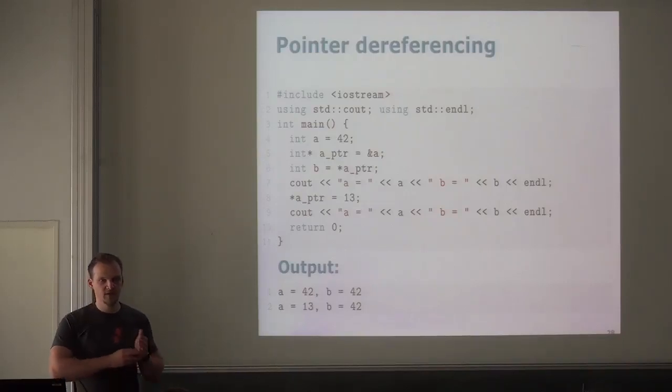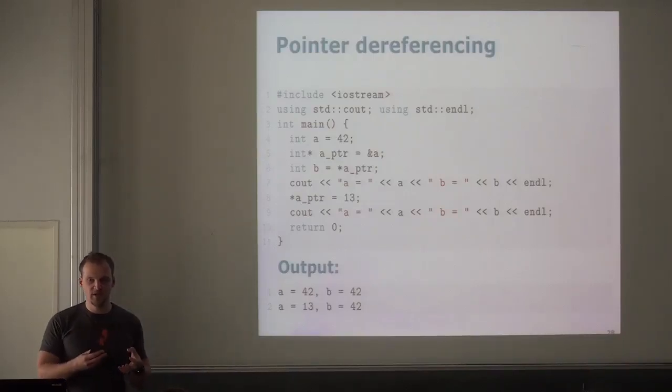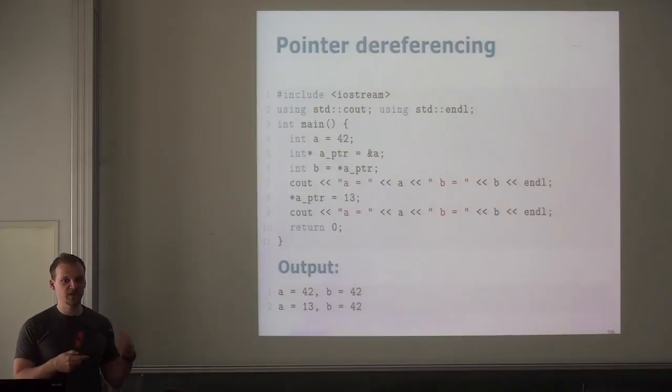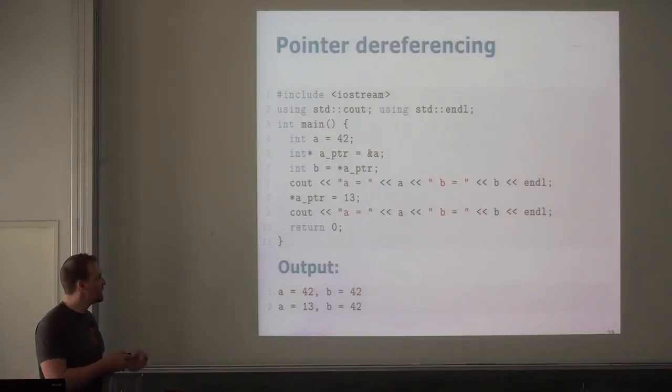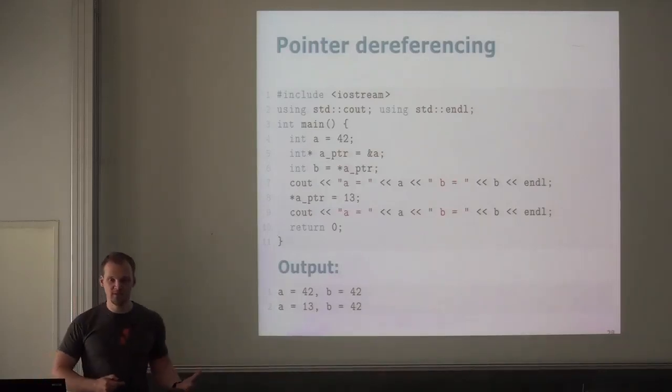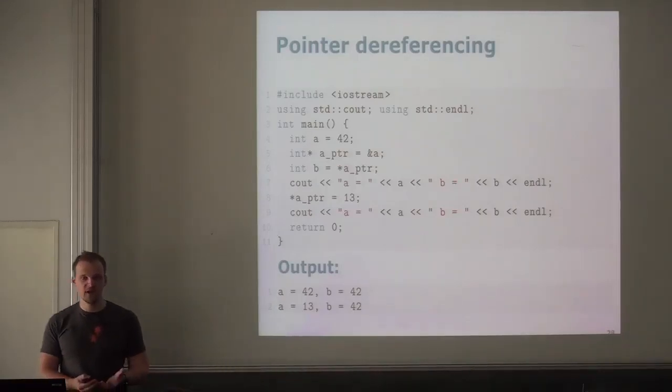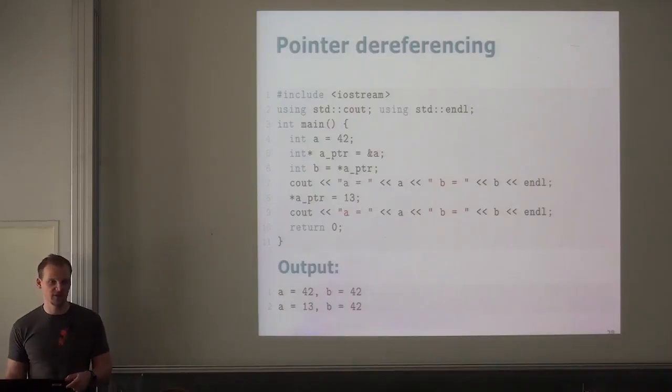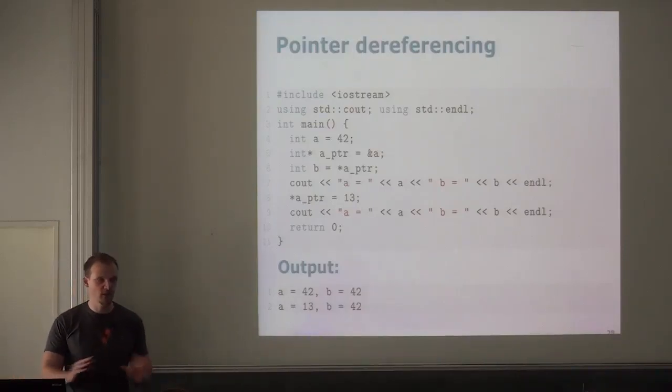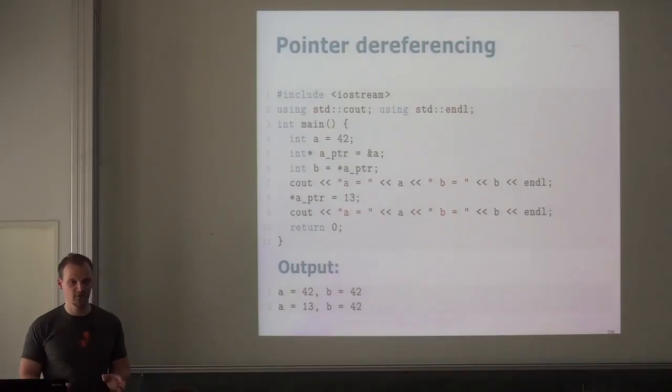Okay? So if you declare a new variable and you put a star after a type, you've declared a new pointer. If you're just using a star before a variable without a type, without declaring a new variable, then you're dereferencing the pointer. That's it. That's all you need to know about the star operator in the pointers.